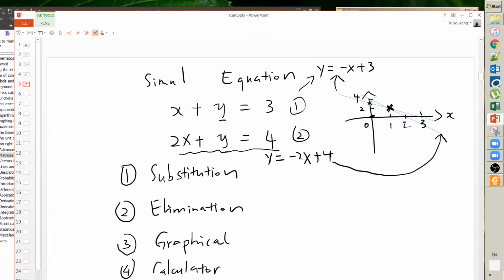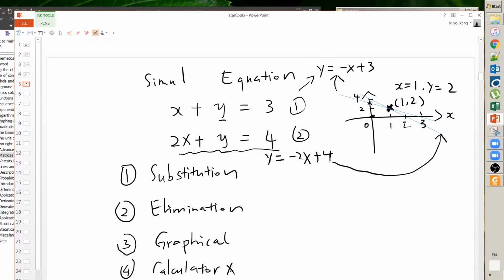With this, can you see that the intersection point is here? The intersection point, 1 and 2, is actually the solution. The intersection point of these two equations is the solution to your equation 1 and equation 2. So over here is x equals 1, y equals 2. That's how you use a graphical method to solve. When it comes to a calculator, I can't show you by calculator, so let's skip this for today.